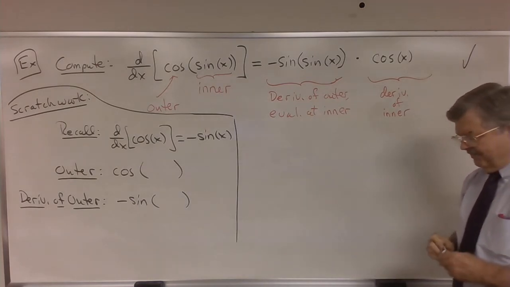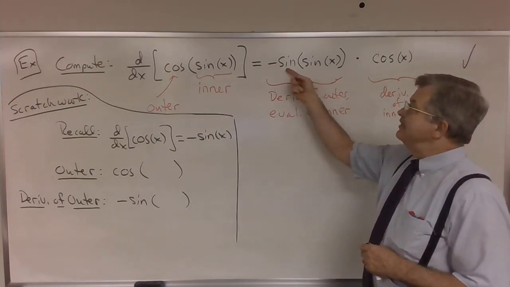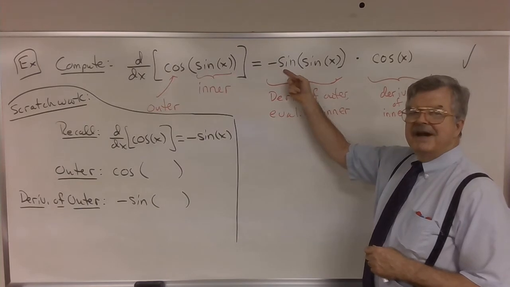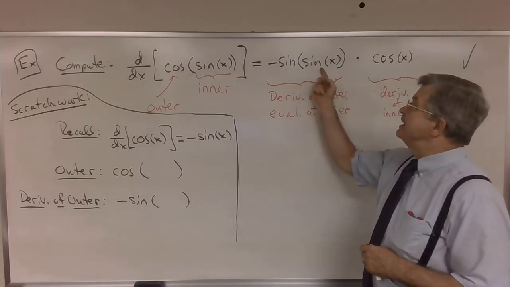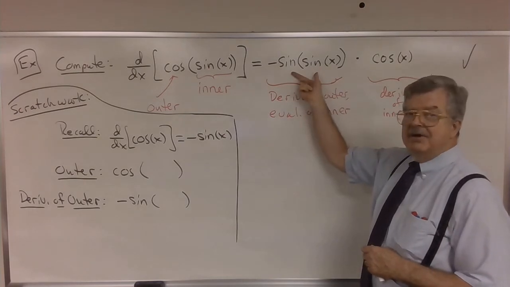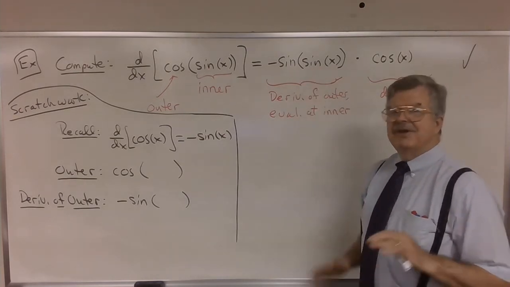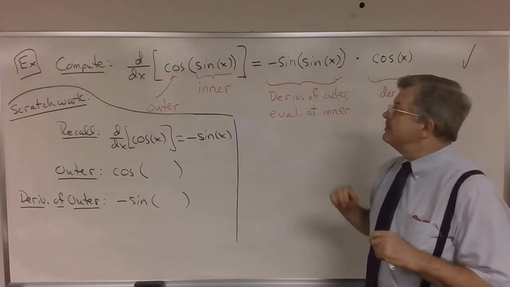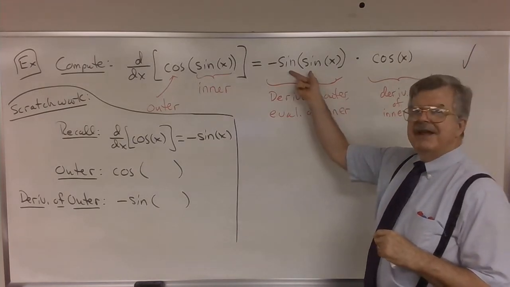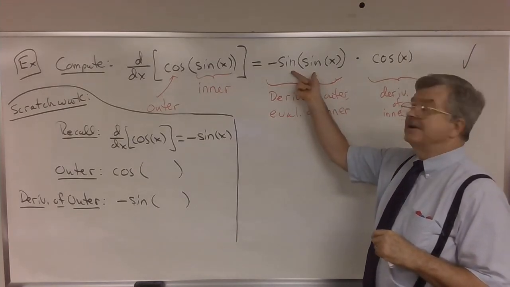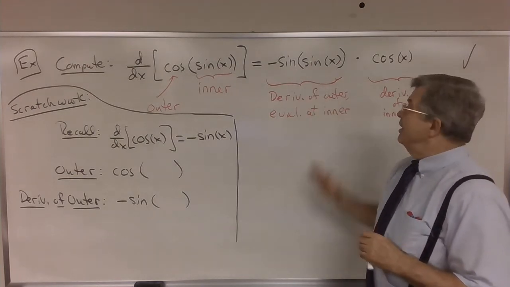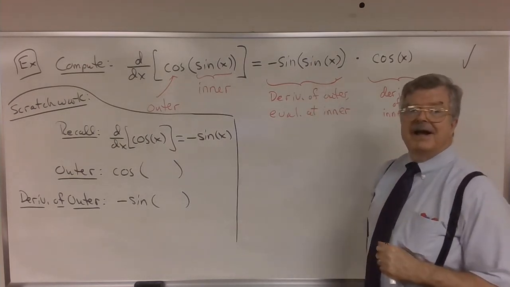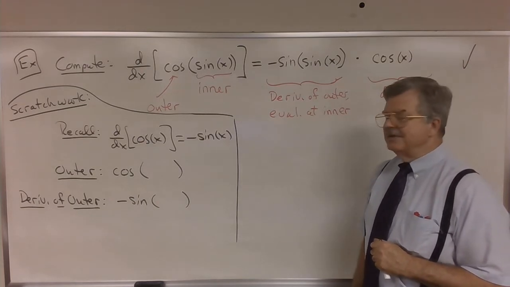Note that this is negative sine evaluated at sine of x. It's not multiplication. So we can't tidy this up by rewriting this as negative sine squared x, because this is not multiplication here, is it? This is as simplified as we can possibly get it.